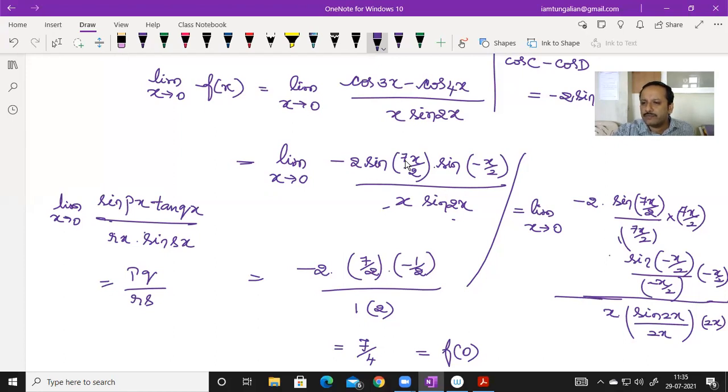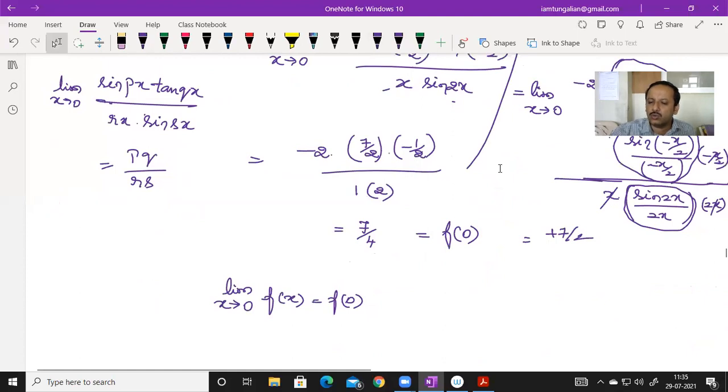Now you just observe. This much will become 1 as x tends to 0, sin theta by theta. This will be 1, this will also be 1, sin of minus x by 2 by minus x by 2, then sin 2x by 2x, this is also 1. So what is remaining now? Here this x gets cancelled, and 2, 2 gets cancelled. Minus 7 by 2 will remain. Minus into minus, plus 7 by 2. Denominator 2 is remaining. 7 by 2 by 2 is equal to 7 by 4.